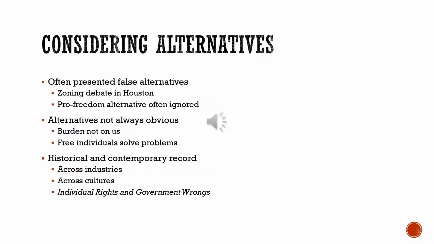During many policy debates, we are often presented with false alternatives. As an example, when zoning was being debated in Houston in the early 1990s, zoning advocates told us that we had the choice between zoning and all that accompanies zoning, or the chaos and anarchy of what we had at the time, or at least that's how they depicted what we had at the time. So we were given this alternative between government control over land use or chaos and anarchy.